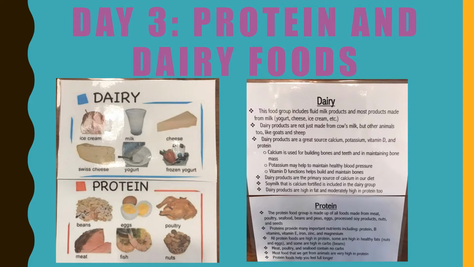It lists what type of macronutrients are provided by each of these groups and all the different things that these groups provide our bodies with, and also gives some examples of dairy foods and also protein foods and the types of animals we get these foods from.